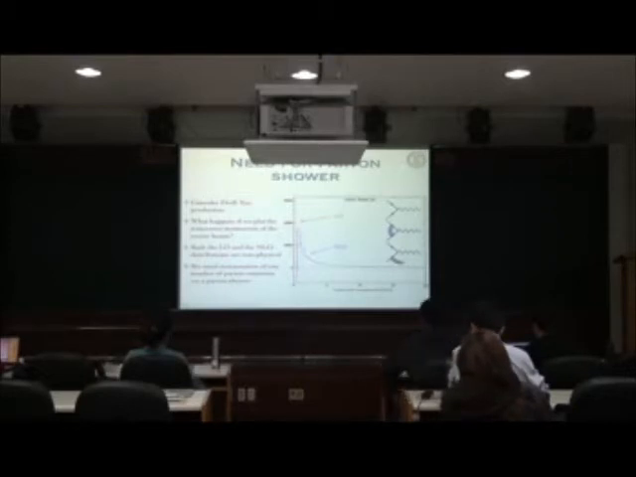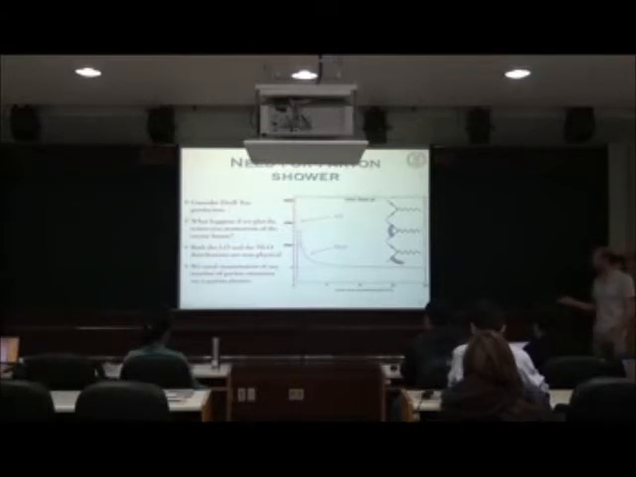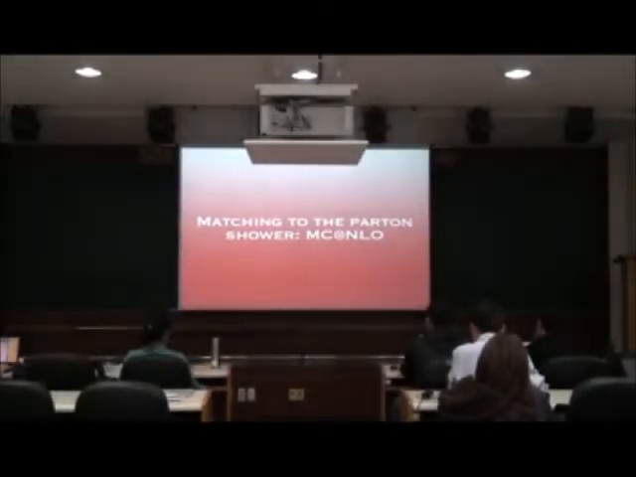Now, so we have really some problem here. However, this region of phase space, where partons are very soft or collinear to initial state partons, is the region of phase space where the parton shower does a very good job. So what we want to do is somehow match this process here to the parton shower at next-to-leading order accuracy. So that will be the topic of today's lecture: how to match to the parton shower at next-to-leading order accuracy.